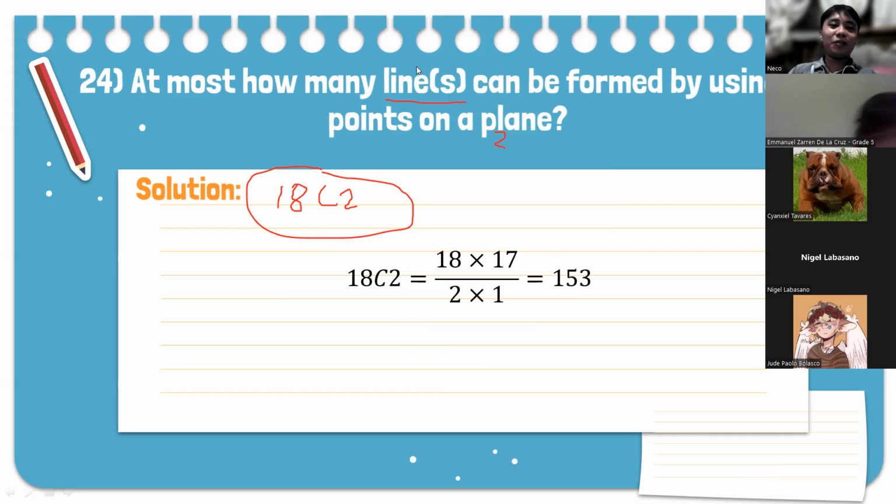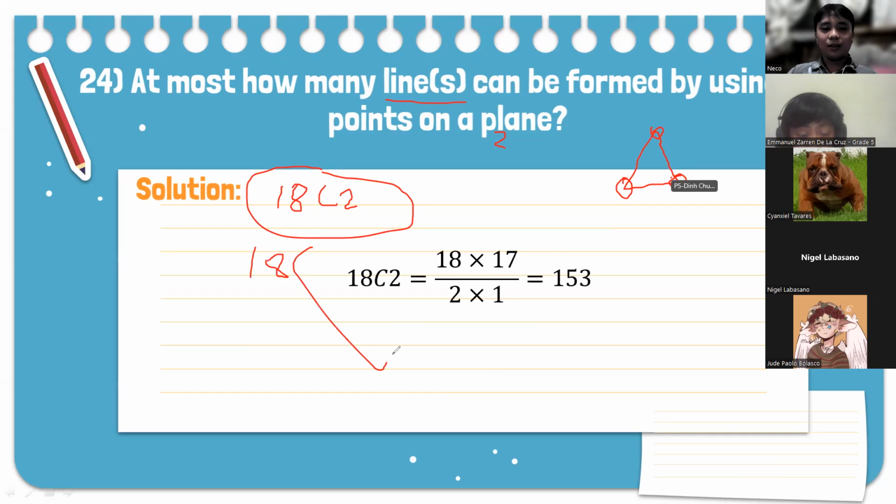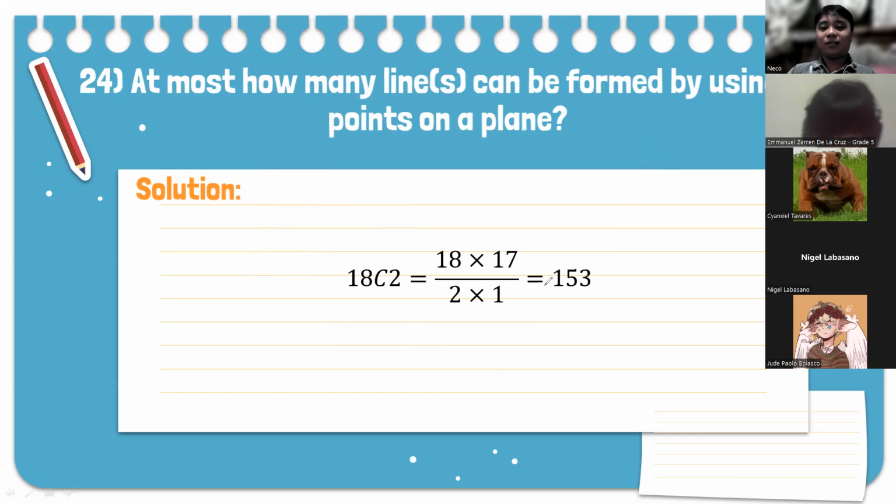What if it's triangles? If it's triangles, you need a minimum of 3 points, right? My drawing is bad. 3 points: 1, 2, 3, meaning you're doing 18 combination 3. If it's a quadrilateral, you're doing 4, and so on. That's it. Very easy. Questions?